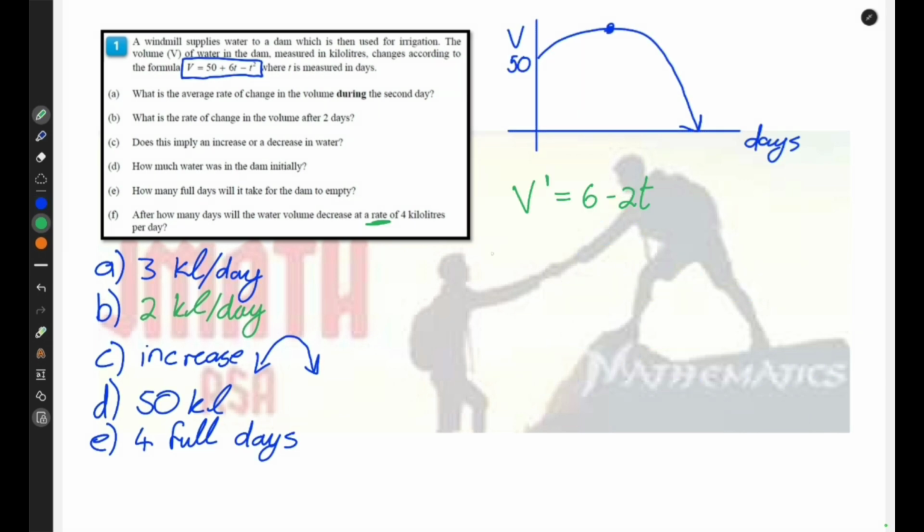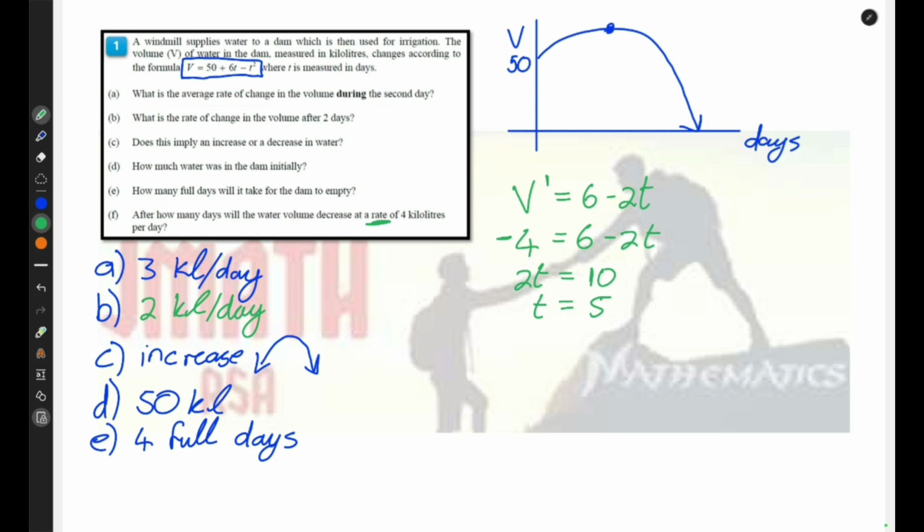Question F. After how many days will the water volume decrease at a rate of 4 kiloliters per day? So because they ask me where the rate is decreasing at 4 kiloliters per day, I actually need to make it a minus 4 because it's decreasing. So minus 4 is equal to 6 minus 2t. Take the 2t to the left and then the 4 to the right, and that would be a 10. So on the 5th day, it is decreasing at a rate of minus 4.